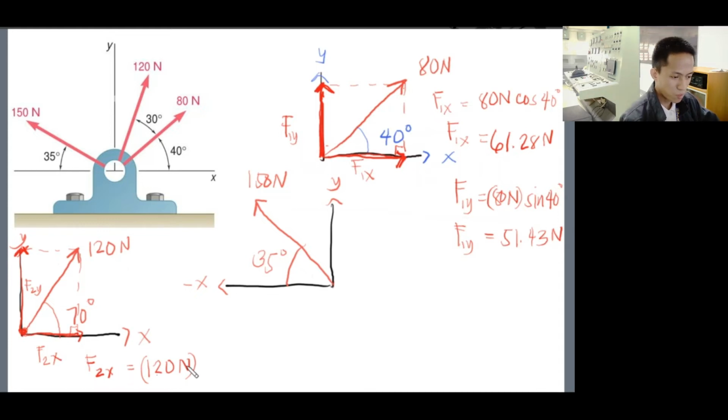So, here, F of 2x, 120 newtons, we have here, since na-adjacent siya, this is cosine. So, cosine, ang angle niya here guys is 70, 30 plus 40. Yan ang angle ng 120. So, this is 70 degrees. Again, using your calculator, you can solve this as 41.04, okay? Positive pa rin siya. Kitang-kita naman sa figure. So, 41.04 newtons, okay?